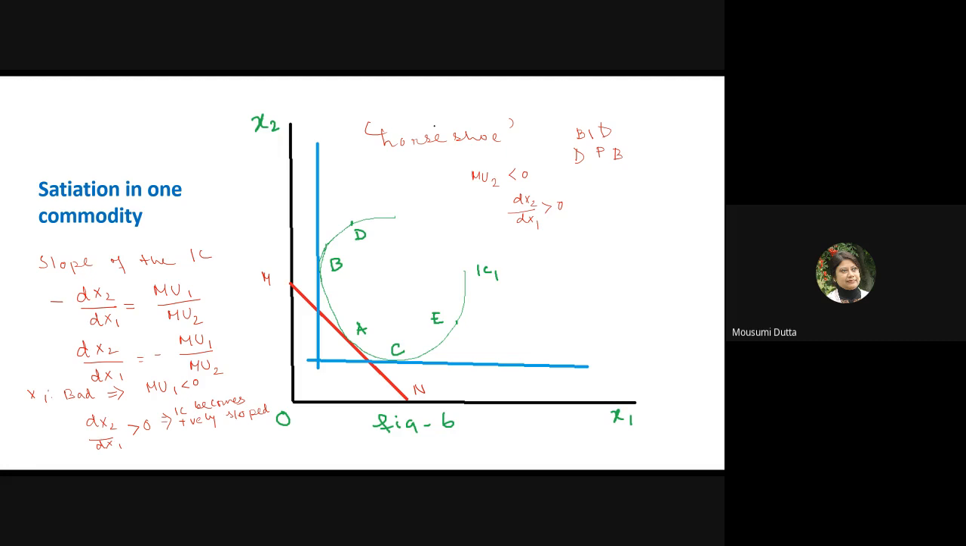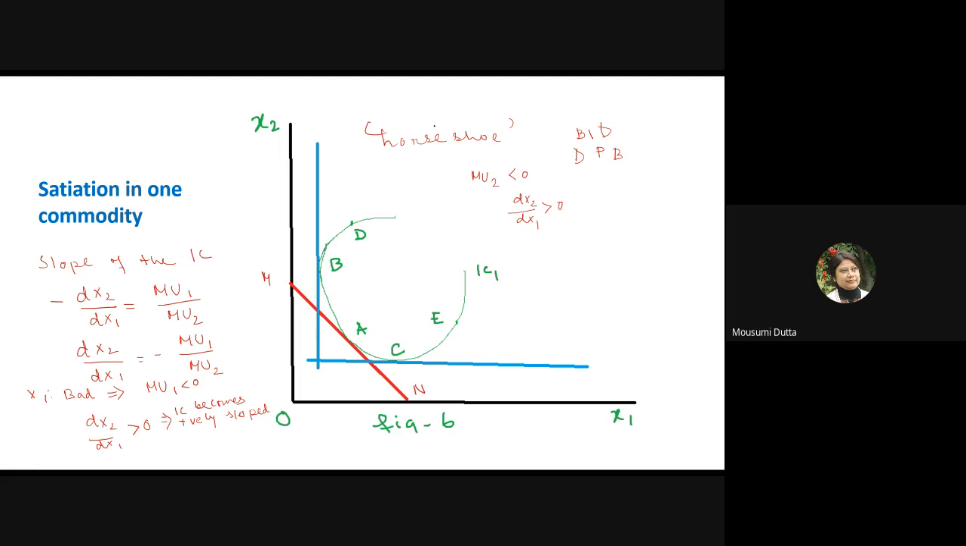Okay, so there is no problem regarding the equilibrium as long as we are getting horseshoe type of indifference curve. Equilibrium will take place only at the negatively sloped convex part of the diagram. Equilibrium will take place only at that point.